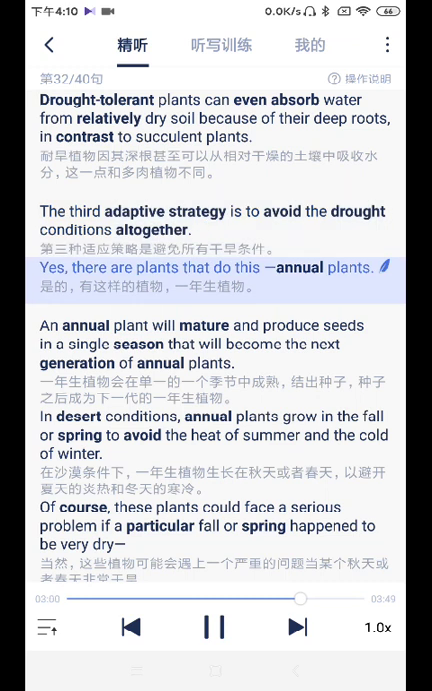The third adaptive strategy is to avoid the drought conditions altogether. Yes, there are plants that do this. Annual plants. An annual plant will mature and produce seeds in a single season that will become the next generation of annual plants. In desert conditions, annual plants grow in the fall or spring to avoid the heat of summer and the cold of winter.